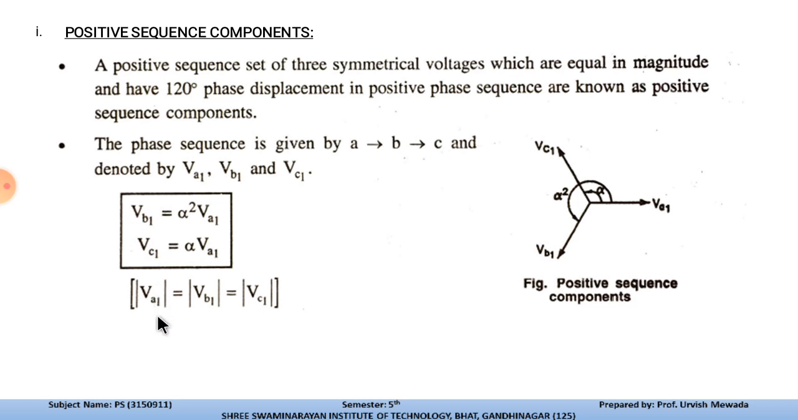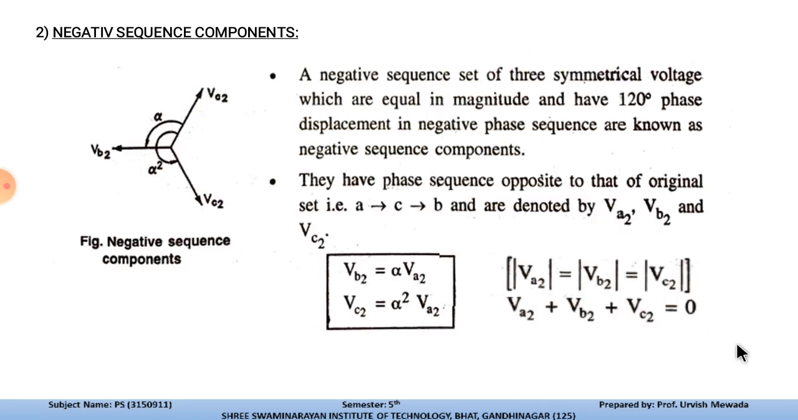So mode of VA1 is equal to mode of VB1 is equal to mode of VC1. So all will become equal. This is how we can explain the positive sequence. Now let us discuss the negative sequence.